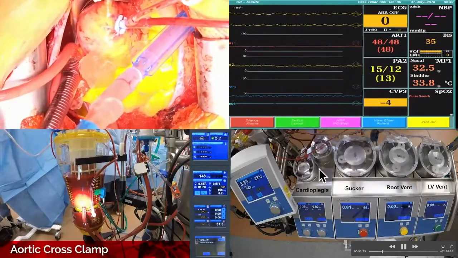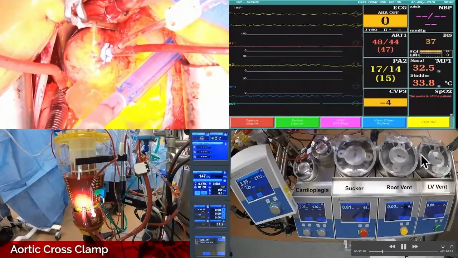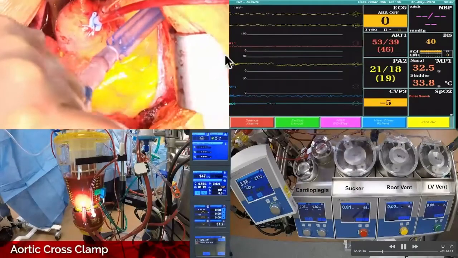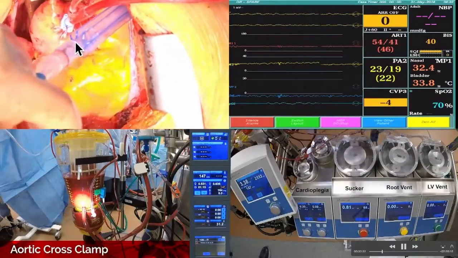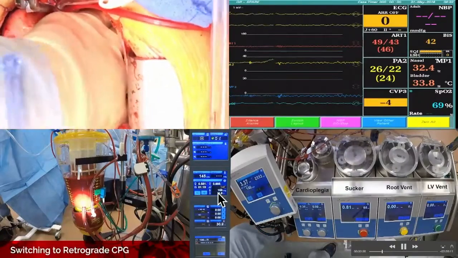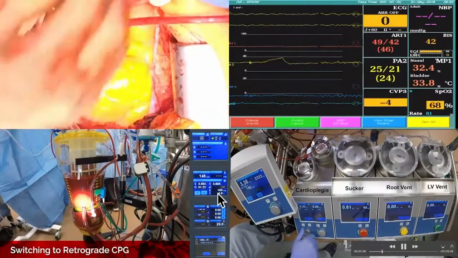The root vent's not on, because you don't want that on. Root vent sucker's not on, obviously. I use an LV vent directly to the root, and look at the heart stop. And look at your aorta, how puffed up it is. Because look down here, it's your pressure. What's that say? I can't see it. 160, I think. 145 maybe. 155?